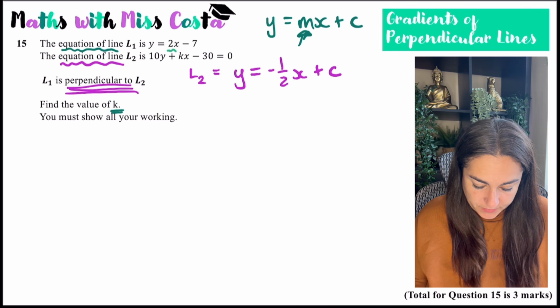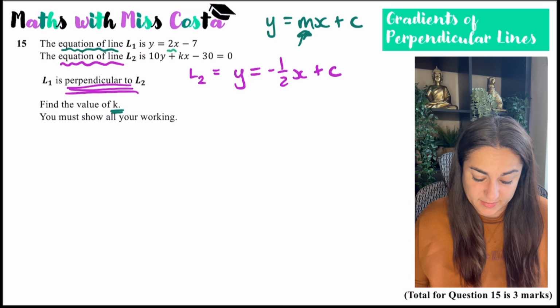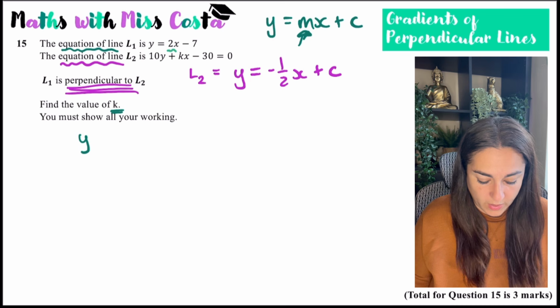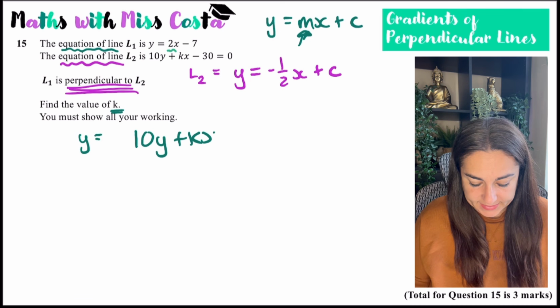So there's a few ways I can do this, but the simplest way is probably rearrange the equation so that you've got it in the form y equals something. So at the moment it's 10y plus kx minus 30 equals 0.